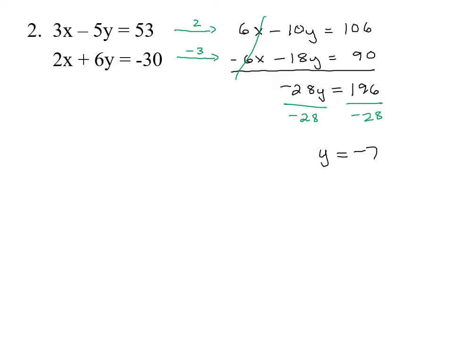And it doesn't matter which one you plug it into, but like I said, I usually plug it into the bottom one. And I'll get 2x plus 6 times negative 7 equals negative 30.